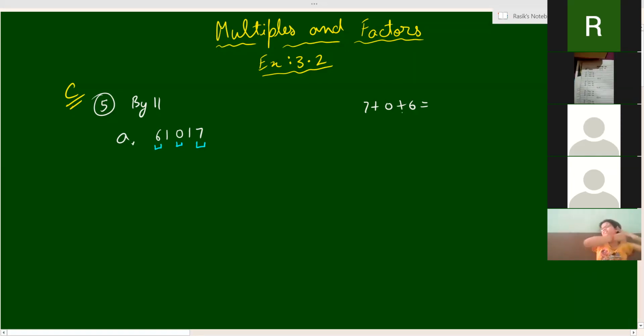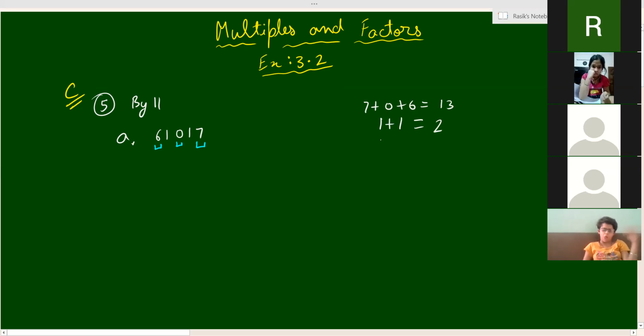So 7 plus 0 plus 6. The sum of the digits is 13. These are the digits which were at odd places, their sum is 13. Now you see the digits which are at even places. Even places have 1 and 1. Both places have 1. So you add the digits 1 plus 1, you get 2.